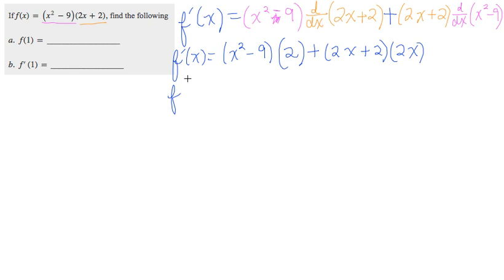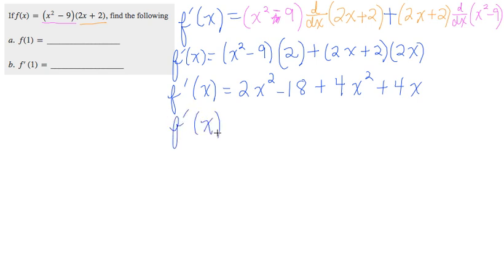Or you could go ahead and plug in 1 before you simplify. It really doesn't matter in this case. But I'm going to go ahead and distribute the 2, so you get 2x squared minus 18. And I'll distribute this 2x as well to get plus 4x squared plus 4x. And just because I can't help myself, I'm going to go ahead and add 2x squared plus 4x squared, which is 6x squared, and then reorder and put the plus 4x first and the minus 18 next. That's a typical way you'd see it written.